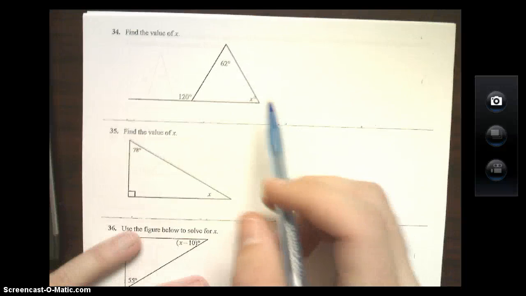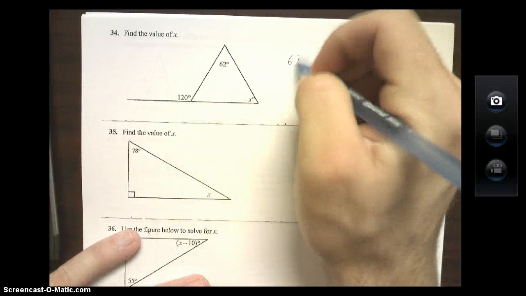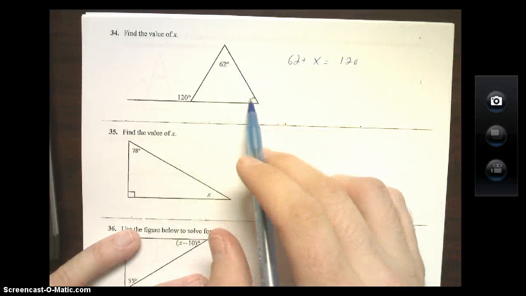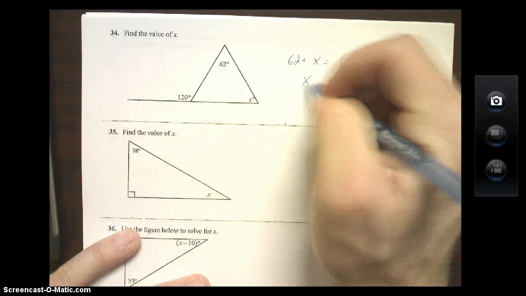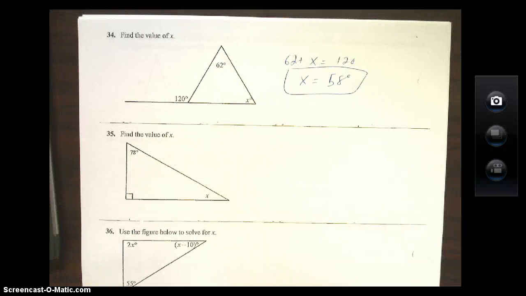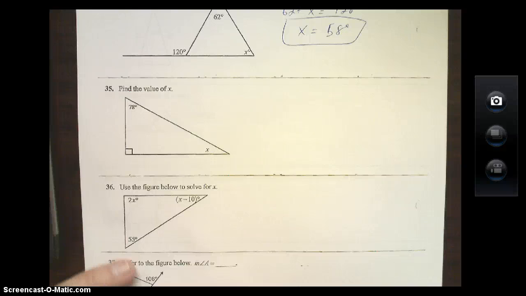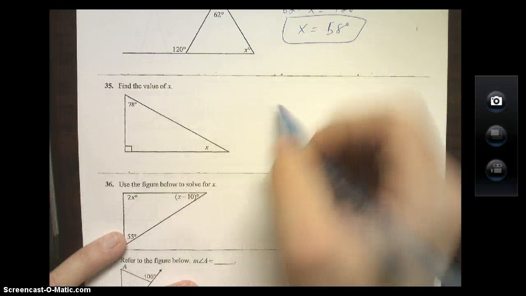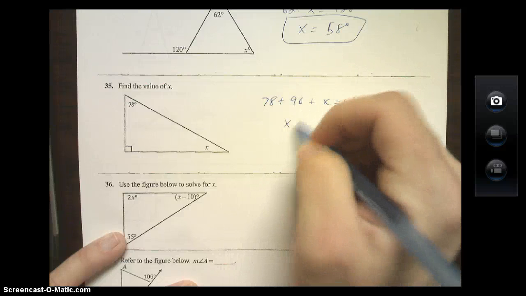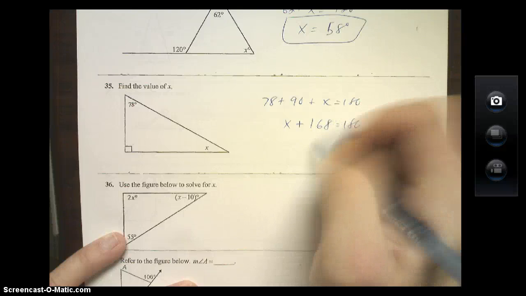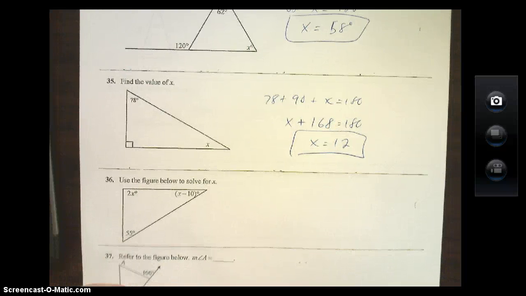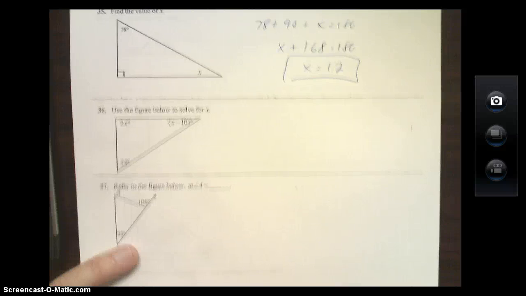34, exterior angle theorem. The two inside angles add up together to equal the outside, okay? So I know 62 plus x can equal the outside. Subtract 62 from both sides, we end up getting x equals 58. Okay? Good. Number 35, find the value of x. Three angles of a triangle have to add up to 180. So x plus 168 equals 180. Subtract, x equals 12. All right? Again, fairly simple stuff. We've covered it in class multiple times.